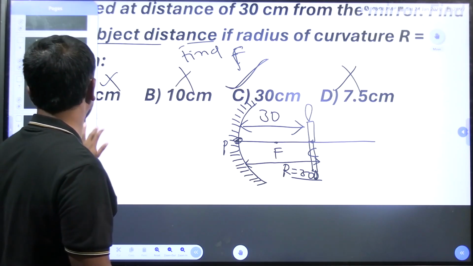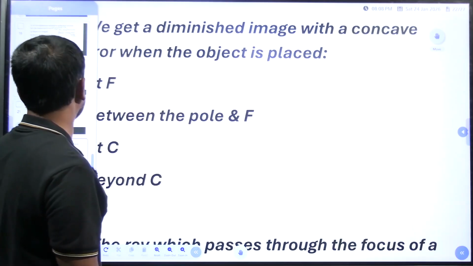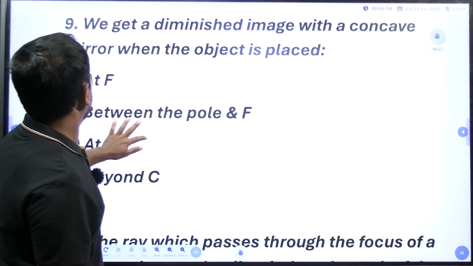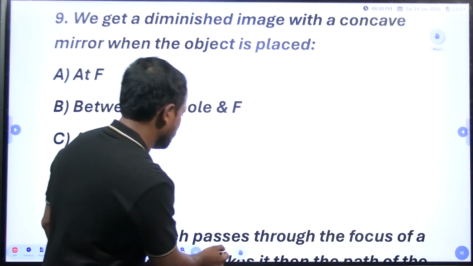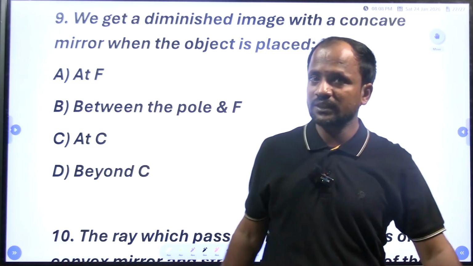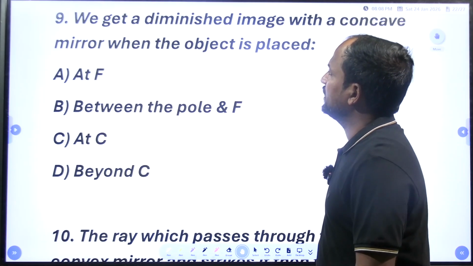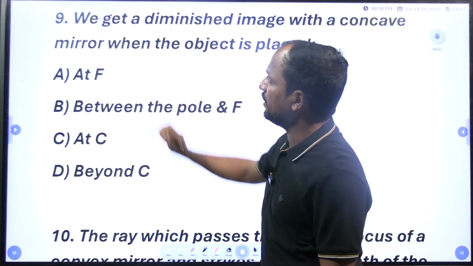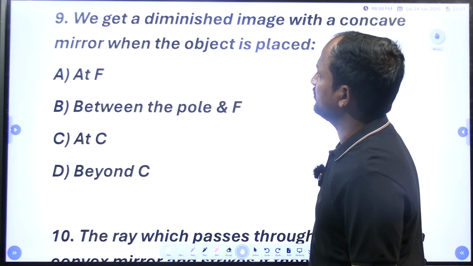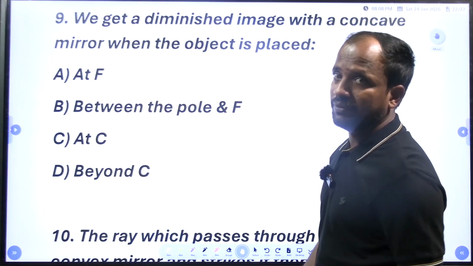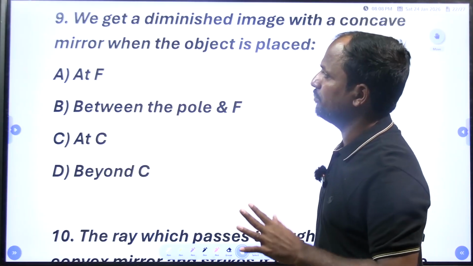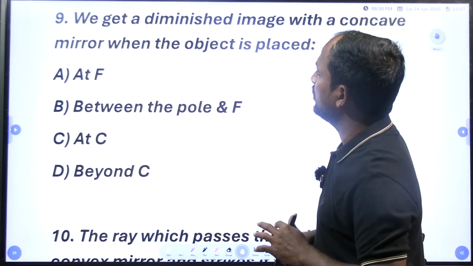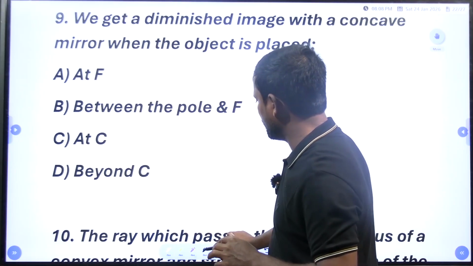Ninth question. Observe carefully. Next question, once read the question. We get a diminished image with a concave mirror when the object is placed at one particular place in front of the concave mirror. When we place it there, we are going to get the diminished image.